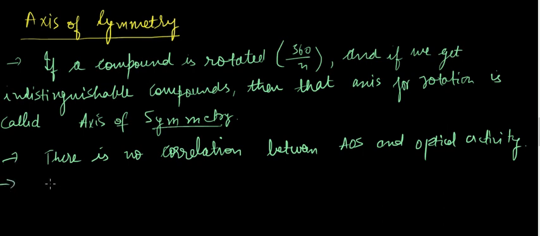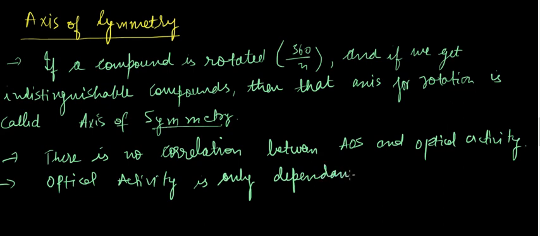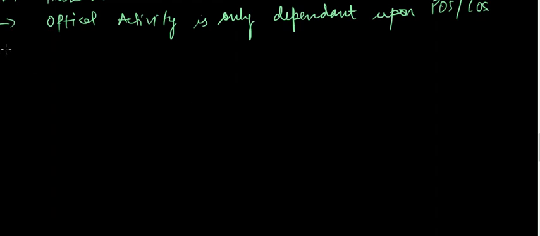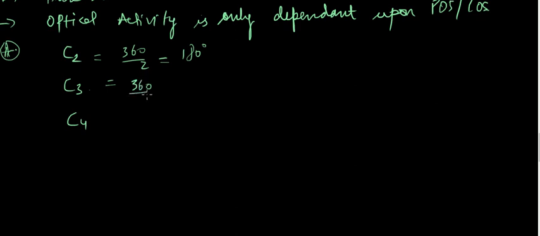Okay, optical activity is only dependent upon plane of symmetry and center of symmetry. Okay, so let us take some examples. We represent C2 as 360 by 2, which is 180 degree rotation, C3 as 360 by 3, which is 120 degree rotation, and C4 is 360 by 4, which is 90 degree rotation.